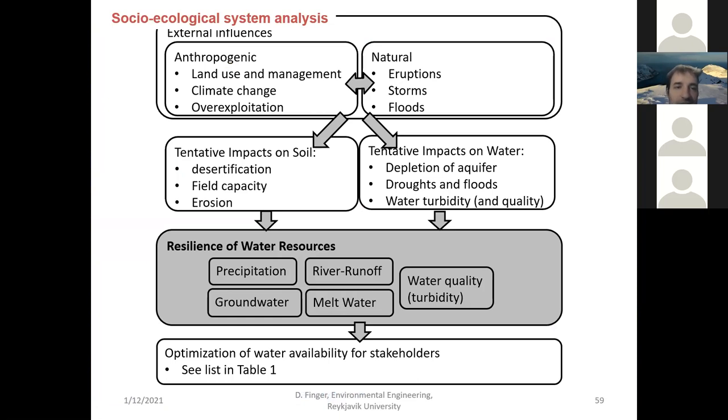We always put this in a social ecological system, where we look into actual anthropogenic impacts, natural impacts, and then try to address the concept of restoring forests in the area from a holistic point of view, which is addressed with this figure here.